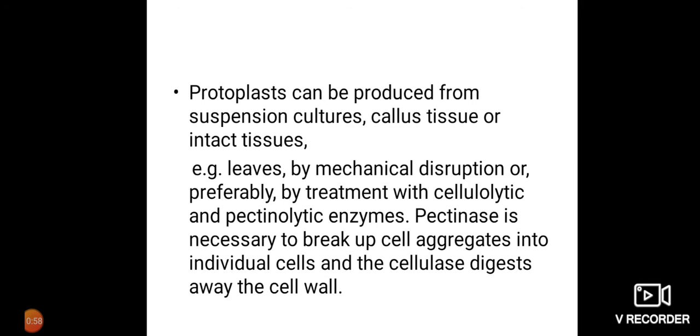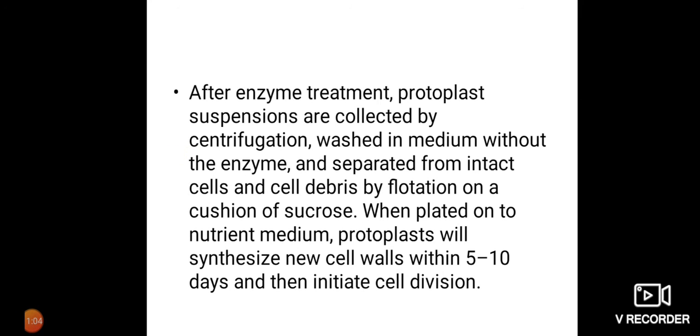Because of this, by the process of centrifugation, all the degradative materials are going to be separated from the cells. These cells are then washed continuously with the osmolytes, and that will give us the protoplast suspension.